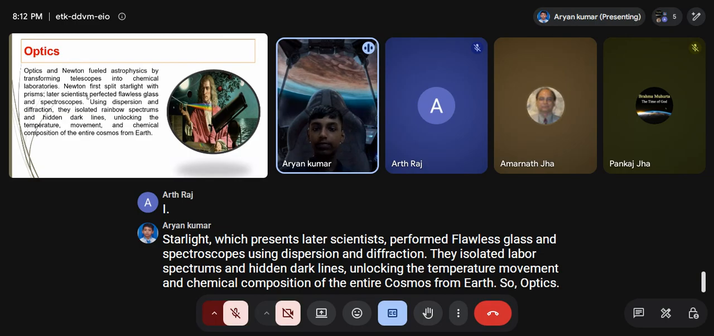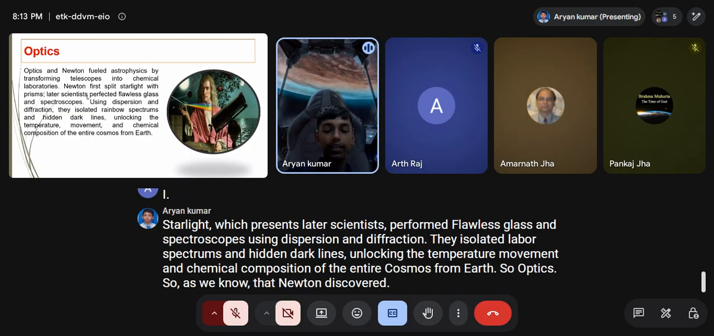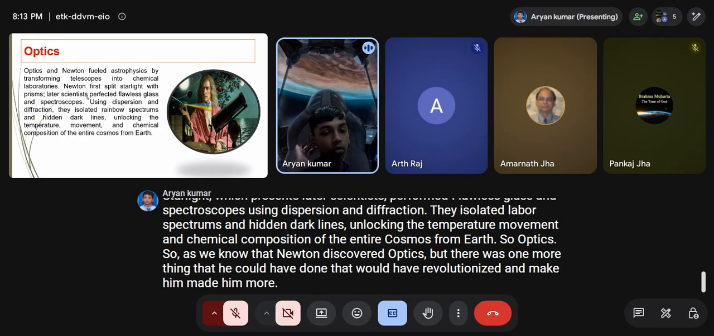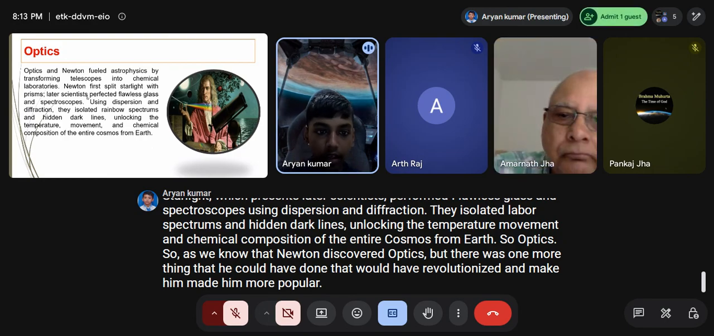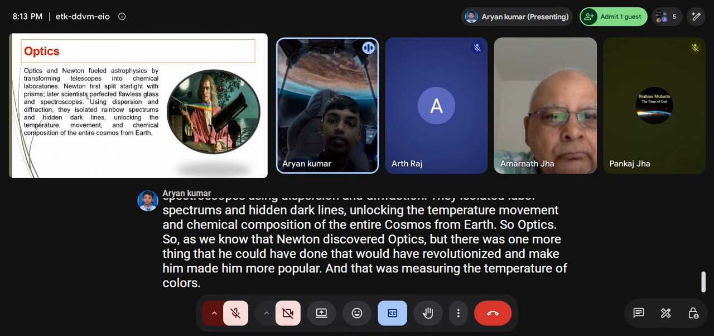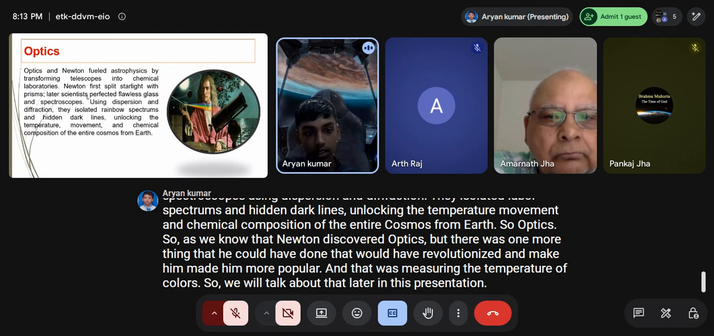As we know, Newton discovered optics, but there was one more thing that he could have done that would have revolutionized and made him more popular, and that was measuring the temperature of colors. We will talk about that later in this presentation.